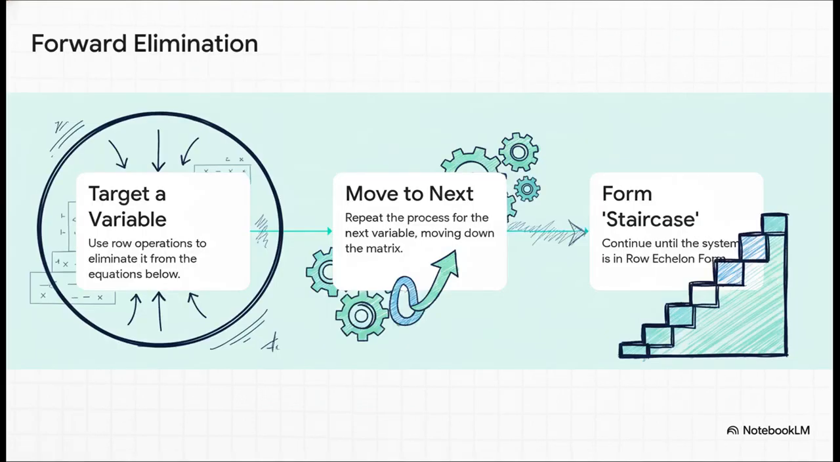The whole process is called forward elimination, and it's just beautifully systematic. You use those row operations to surgically remove the first variable from every single equation except the top one. Then you just move to the next column, do the exact same thing for the second variable, and you just keep repeating this, moving down and across, until the system forms this really distinct staircase shape.